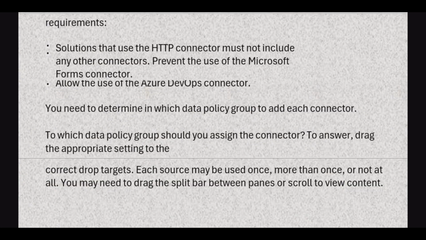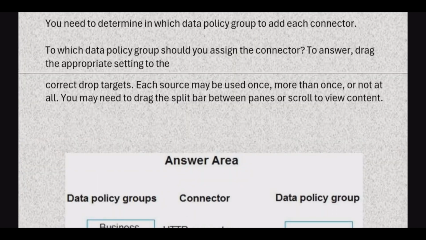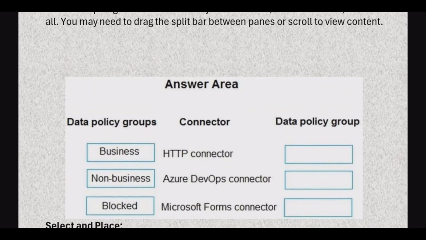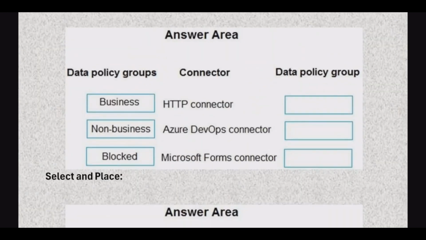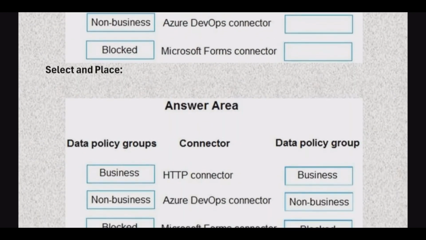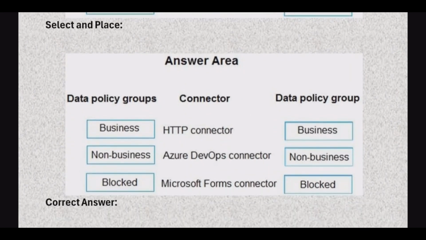To which data policy group should you assign the connector? To answer, drag the appropriate setting to the correct drop targets. Each source must be used once, more than once, or not at all. You may need to drag the split bar between the panes or scroll to view content. Now please have a look at the answer area and try to answer it. Now look for the answers. Here are the correct answers.